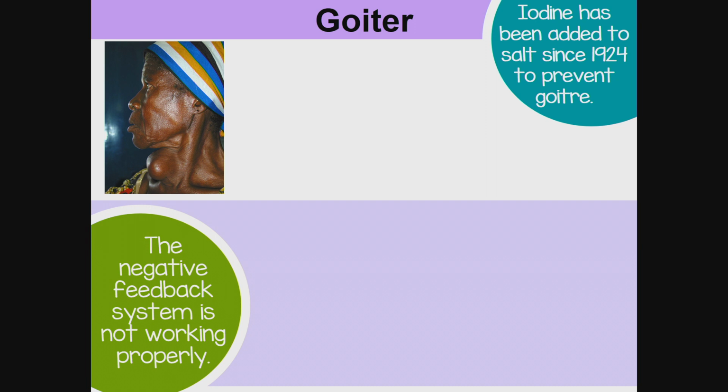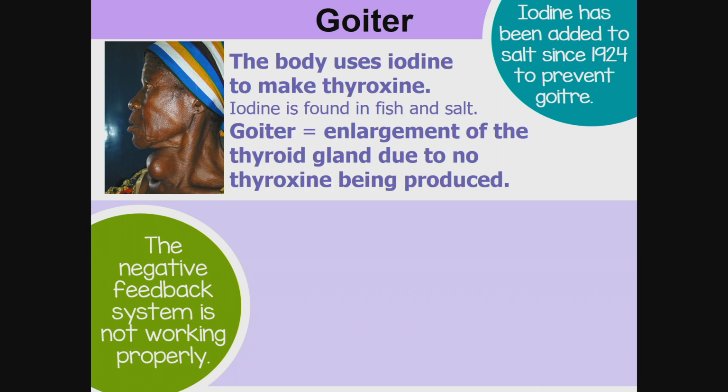Iodine has been added to salt since 1924 to prevent goiter. The body uses iodine to make thyroxine. Iodine is naturally found in fish and has been added to salt. Goiter is an enlargement of the thyroid gland due to no thyroxine being produced. The negative feedback system is not working properly.